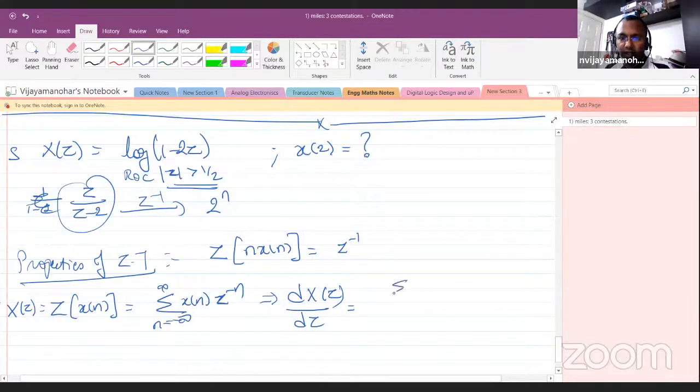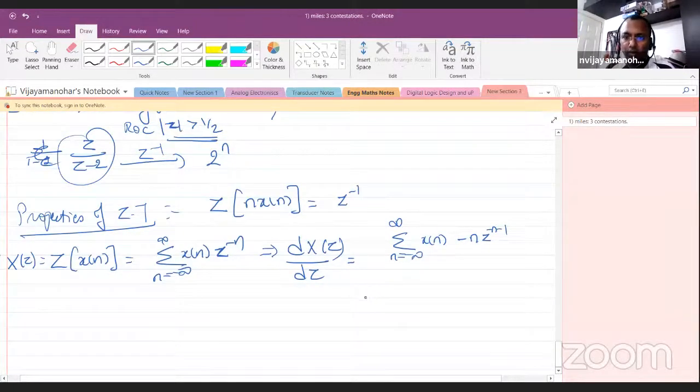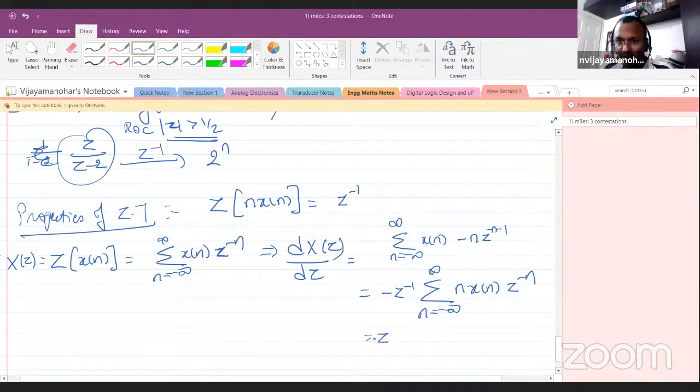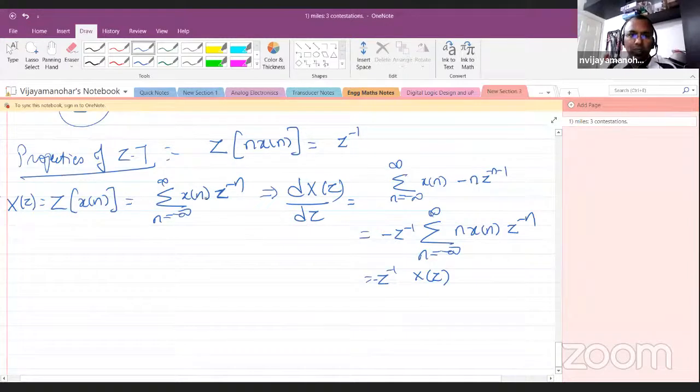All these x of n terms are not differentiated because I am differentiating with respect to x. So, n equal to minus infinity to infinity, x of n will remain the same thing. z power minus n will become minus n z power minus n minus 1. So I am going to bring that minus outside, z inverse outside. I can write it as the sum over n equal to minus infinity to infinity of n x of n z power minus n. This is nothing but minus z inverse times dX of z by dz. So the property is, the z transform of n x of n is minus z inverse dX(z)/dz.